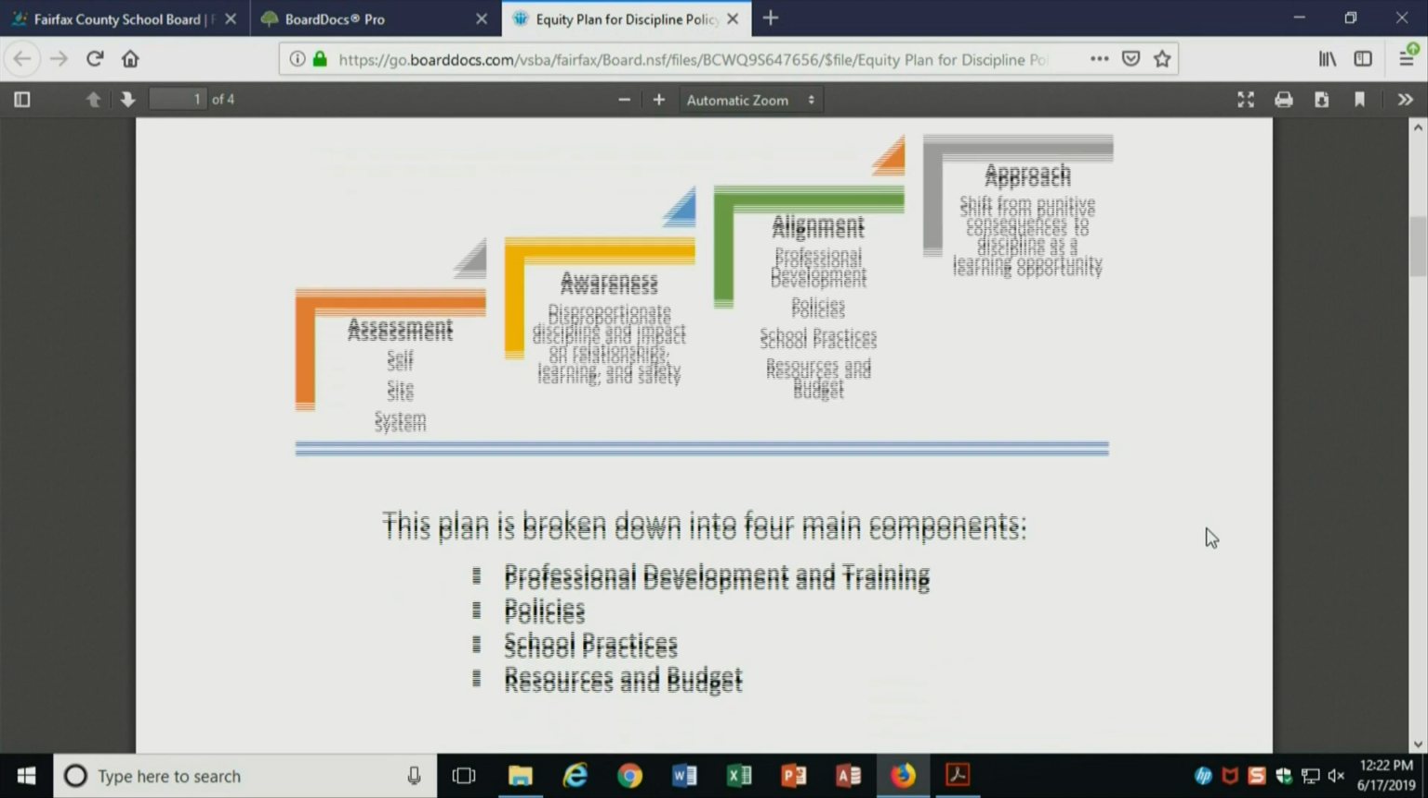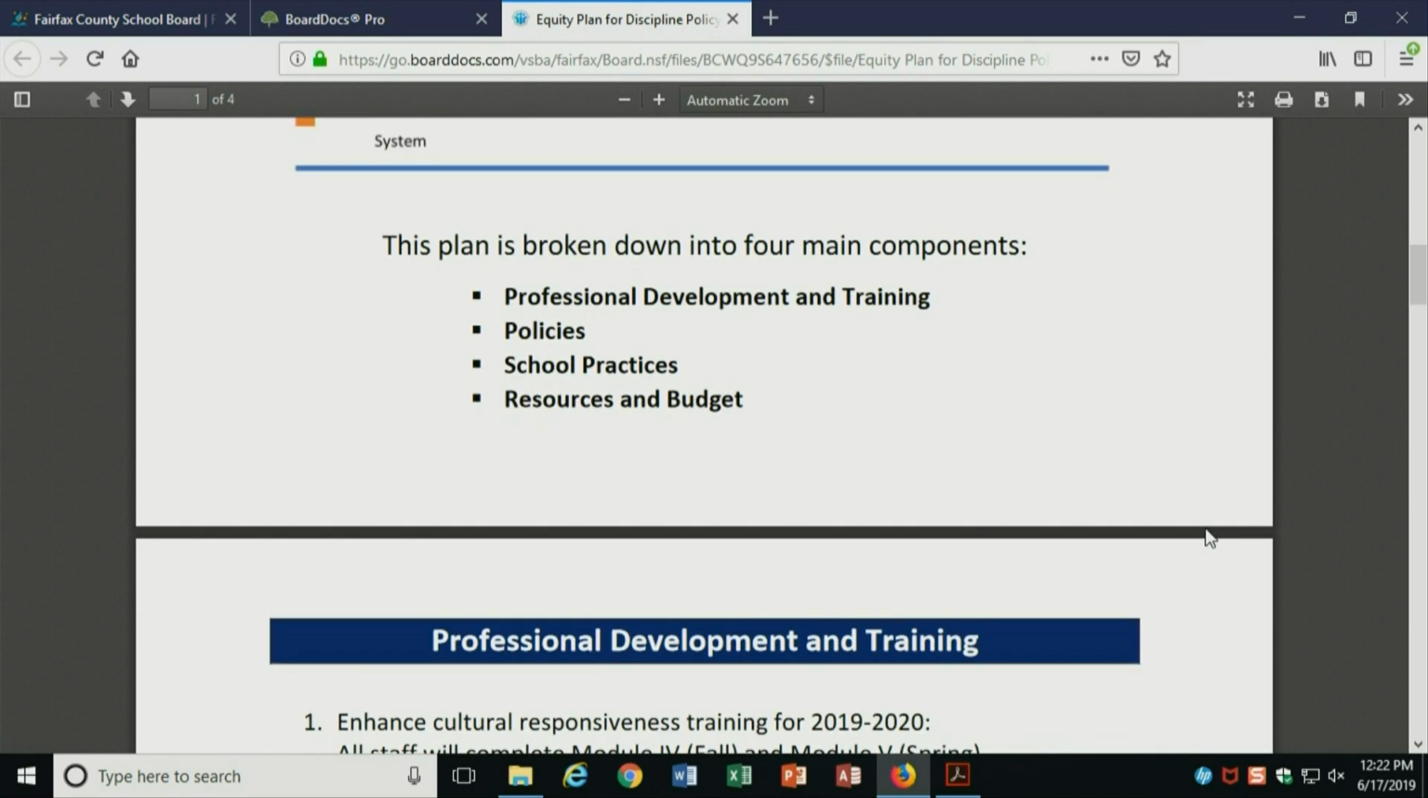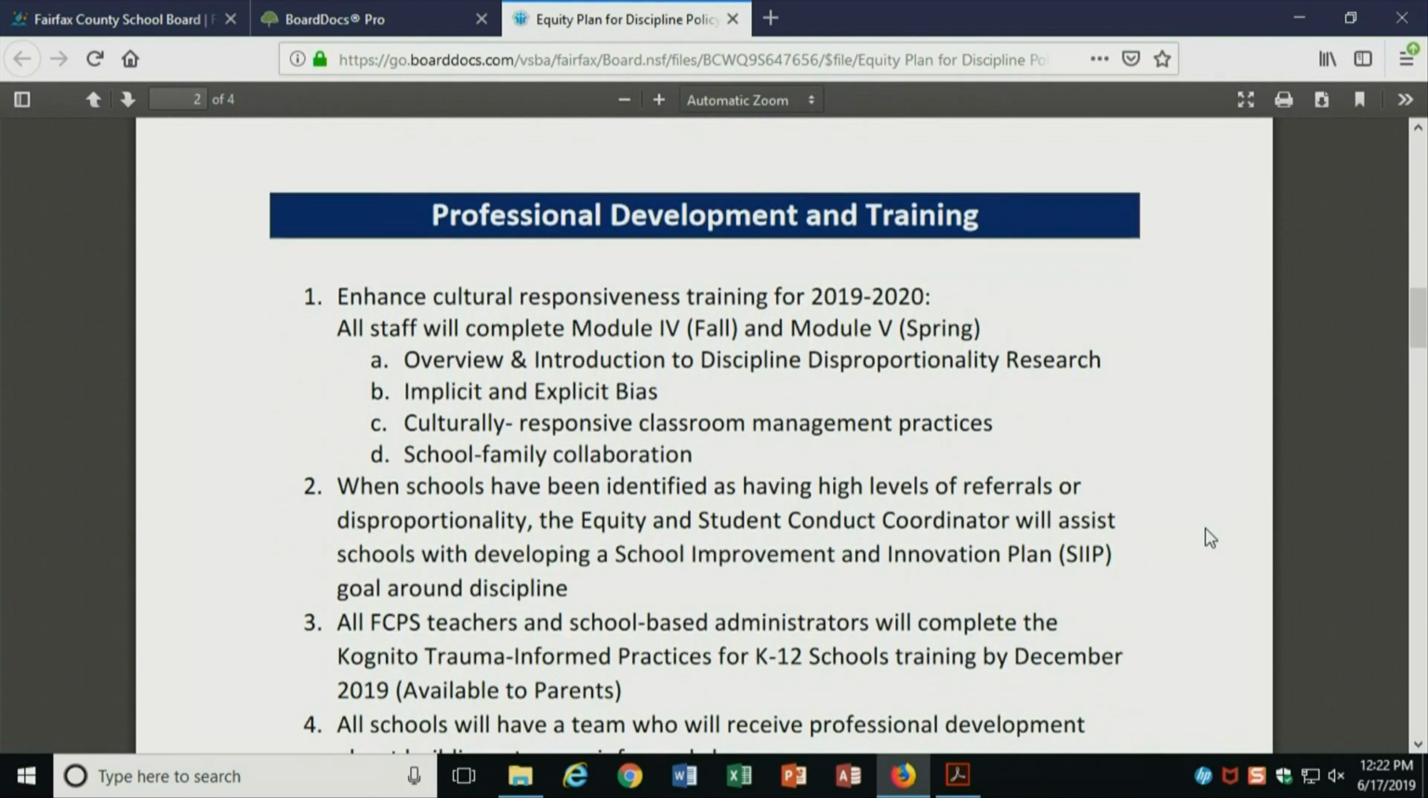So if you'll scroll down to the first one, which is professional development and training, there are 8 key actions that I believe we can immediately begin to take, as it relates to the information we've received from our studies. So as you heard from all 3 studies, we need to continue our cultural responsiveness training for next year, but we need to enhance it and take it to another level. As many of you are aware, we've been doing cultural responsiveness training for a couple of years now in the form of a one module.